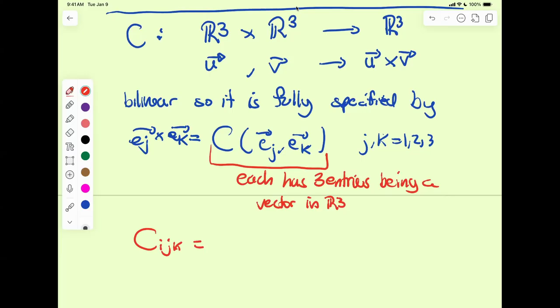One way to think about it is entry i of the vector C of e_j, e_k. So the difference is that in the earlier case, because the operation already produces a number, there's no further specification needed. But the cross product produces a vector, so you need to also be able to refer to which entry of the cross product you're talking about.